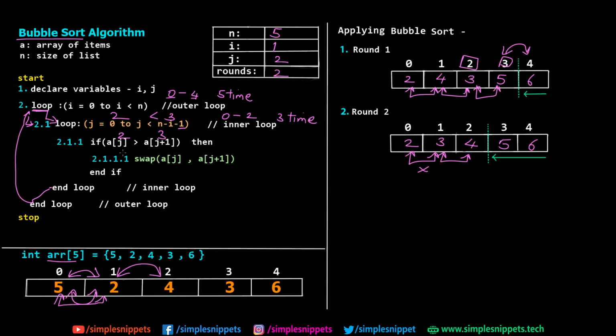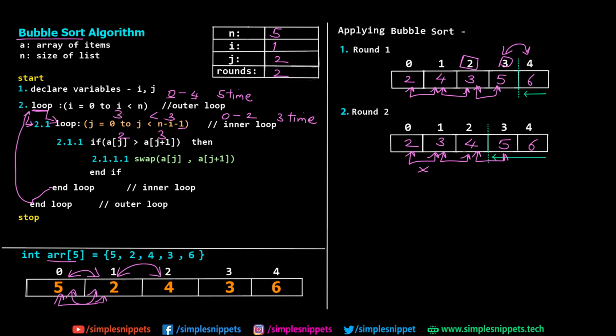We are just doing it because we want to track the number of rounds. Okay. So now a of 2 is 4 and a of 3 is 5. 4 and 5 are compared. We don't need any swapping because 4 is not greater than 5. So no swapping. End if, end loop, j becomes 3.